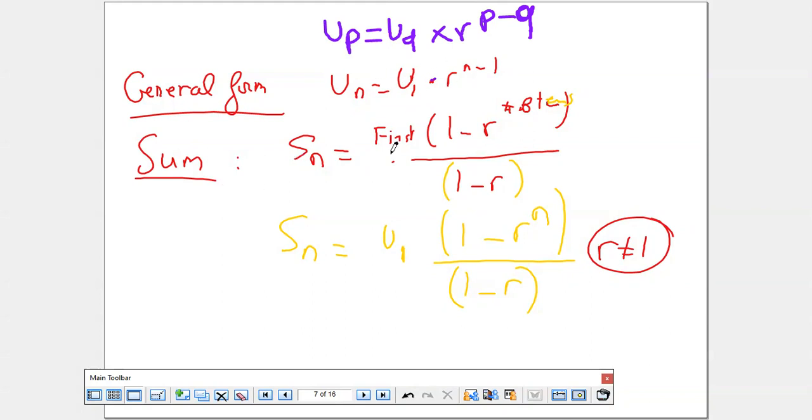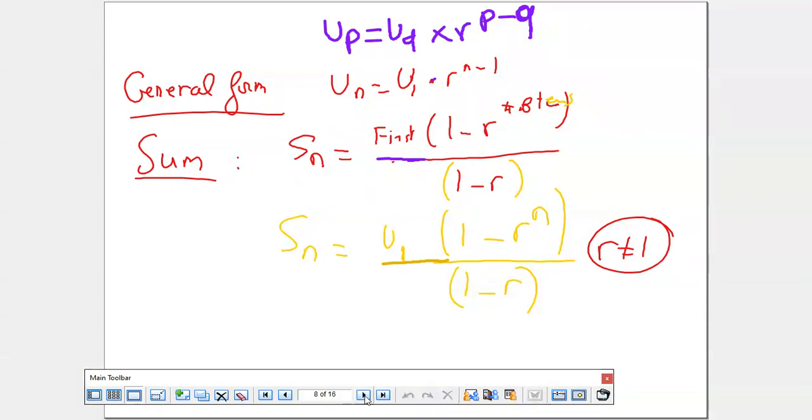For the sum, again, it's the first term times 1 minus r exponent the number of terms, I'm sorry for the handwriting, over 1 minus r. So if I'm starting by u1 and I'm ending at un, what will be the number of terms? It's n. So Sn is equal to u1 times 1 minus r exponent n over 1 minus r.